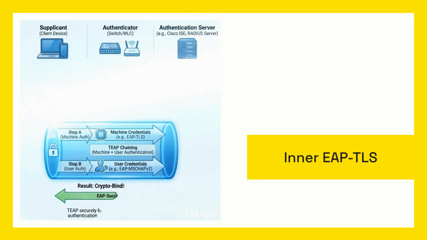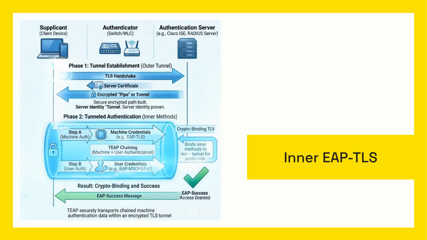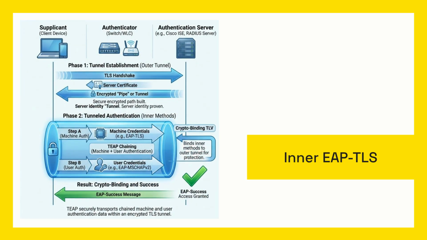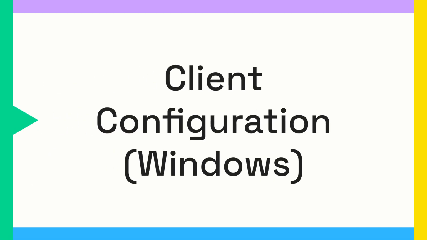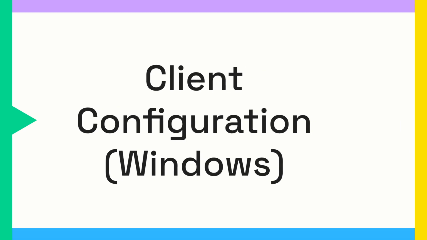Within the TEAP authentication policy, you must define EAP-TLS as the allowed inner method. This is where the client certificate authentication takes place, inside the secure TEAP tunnel. The network access client, or supplicant, also needs configuration. We'll look at the necessary steps for common operating systems like Windows.